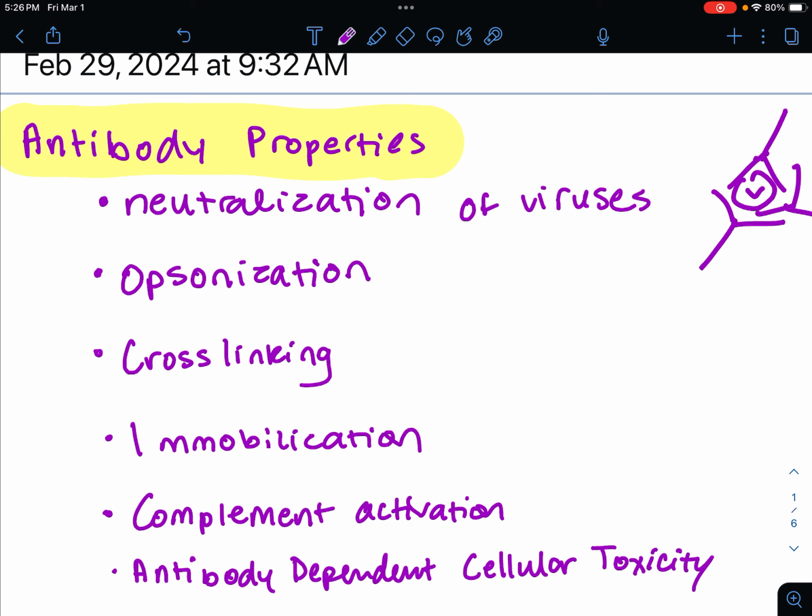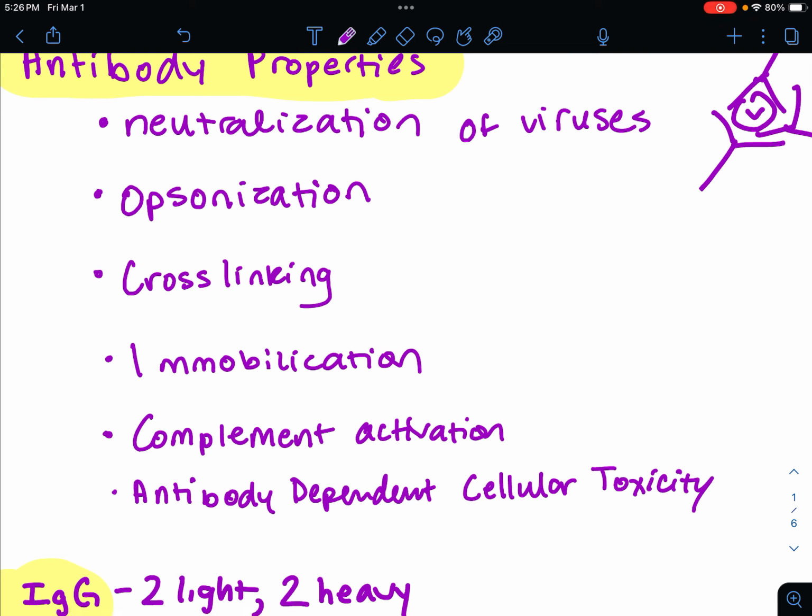Opsonization, this is going to be the enhanced phagocytosis of a bacterium. So the bacteria is going to be coated in the antibodies, and then the phagocyte is going to have this enhanced uptake. Cross-linking, this is when you're going to make an aggregate, so you have bacteria, and the antibodies are going to make these cross-links with the said bacteria. So something like this.